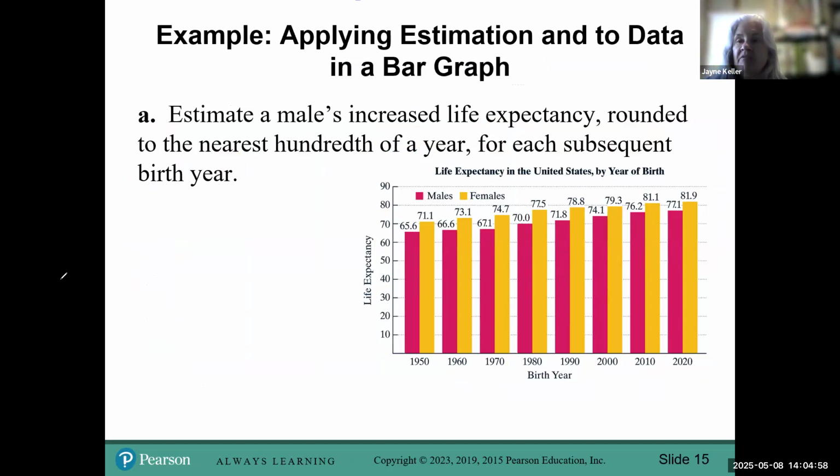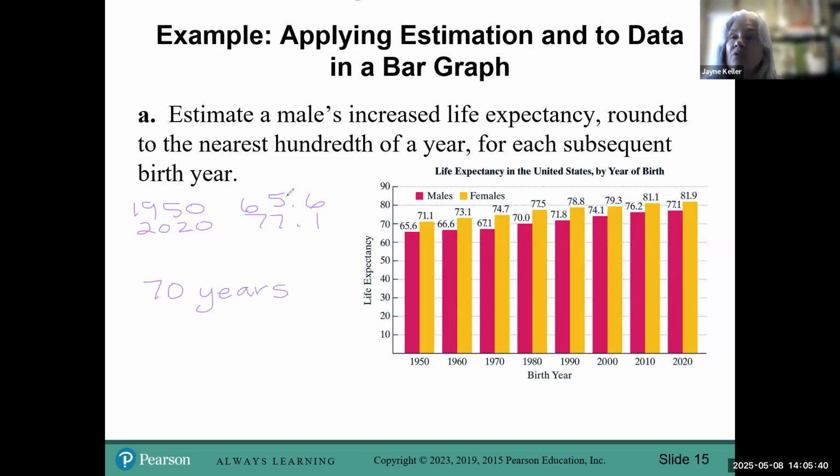So in other words, from 1950, when we had an average age of 65.6, to 2020, when we had an average age of 77.1, about how much has the life expectancy gone up per year? I'm first going to ask myself, how many years has that been? From 1950 to 2000 would be 50 years, and then from 2000 to 2020 would be 20 years. So that's 70 years we're talking about here.